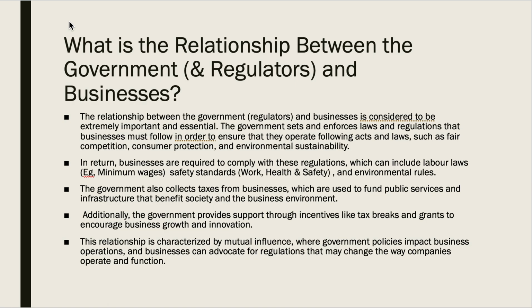The government sets and enforces laws and regulations that businesses must follow, in order to make sure that they operate following acts and laws such as fair competition, consumer protection, and environmental sustainability. In return, businesses are required to comply with these regulations, which can include labour laws, for example, minimum wages, safety standards such as work health and safety, and environmental rules. The government also collects taxes from businesses, which are used to fund public services and infrastructure that may benefit society and the business environment.